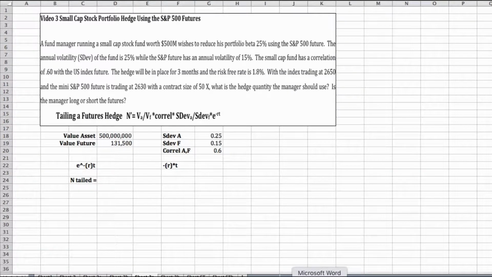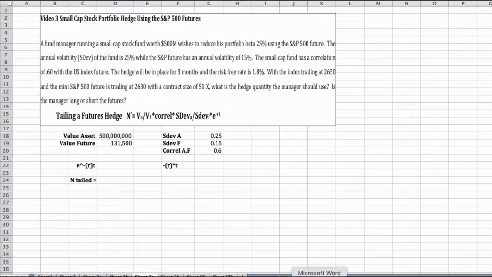This is a small cap portfolio hedge using a large cap S&P 500 futures contract. The contract size is a multiplier of 50 times because we're actually using the E-mini S&P 500 futures, which is more of a small investor futures contract. The regular contract, 250 is the multiplier. The E-mini, 50 is the multiplier.